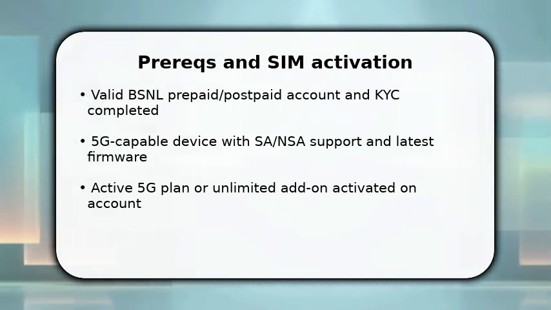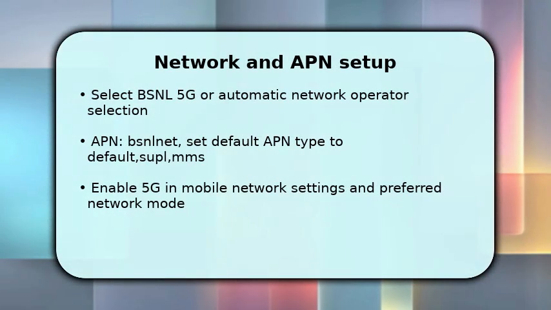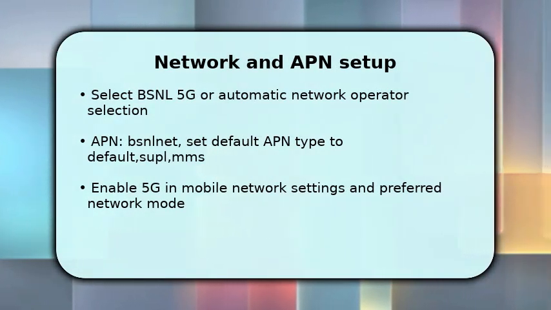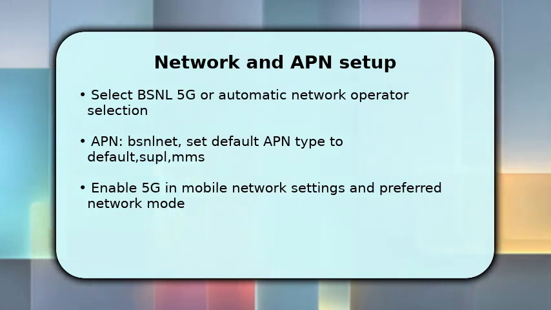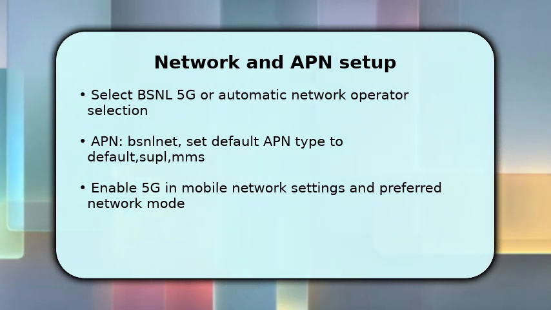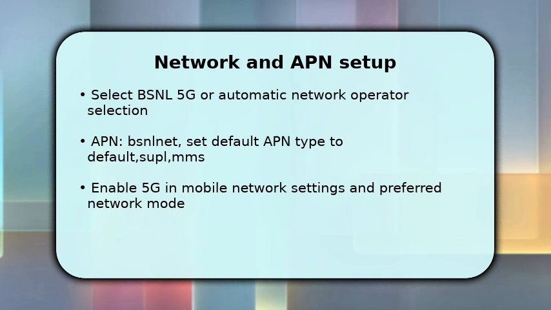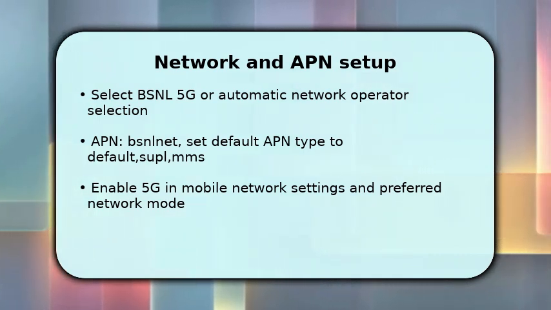If the network settings haven't updated, reboot and proceed to network selection. Once you have the SIM and plan active, open mobile network settings and force operator to BSNL or leave on automatic so it picks 5G cell sites. Then configure APN. Use bsnlnet as the APN, set APN type to default, supl, mms and save.